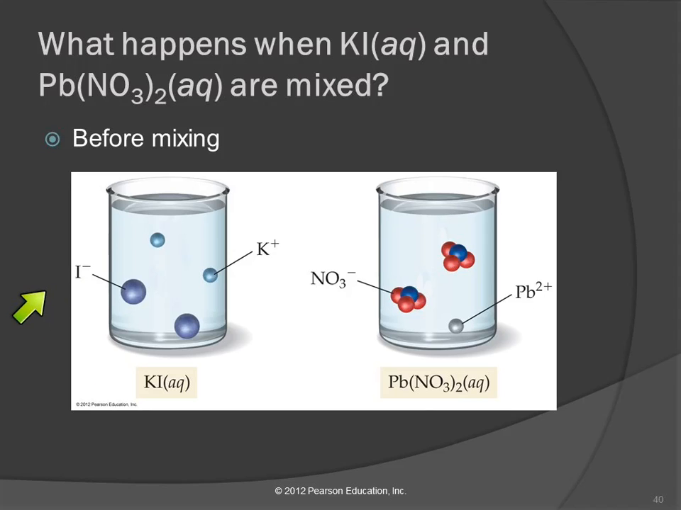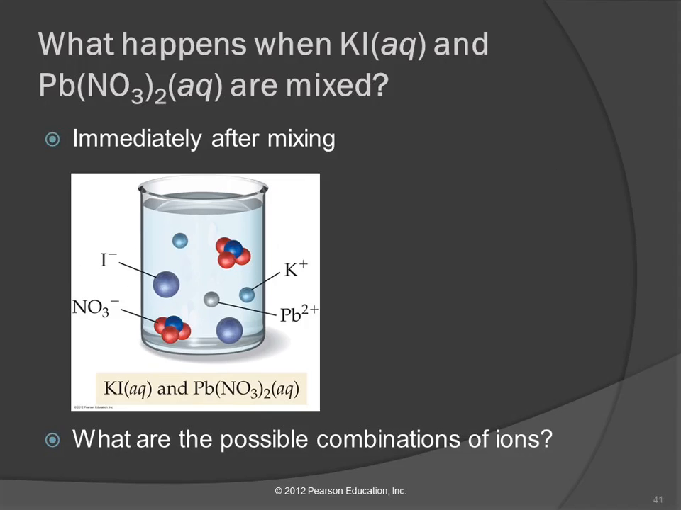So let's look at that first example in more detail. So here we've got potassium iodide. This is a soluble compound. And so the iodide ions and the potassium ions separate and they mix around and we've got this nice solution. Over here we've got lead and nitrate ions and they dissolve in water. Immediately after mixing, we still have these ions. But now, these are moving around.